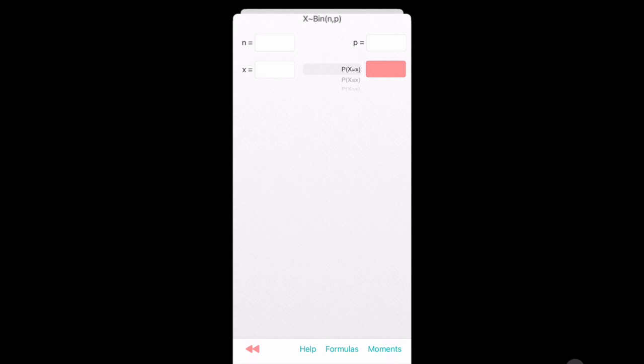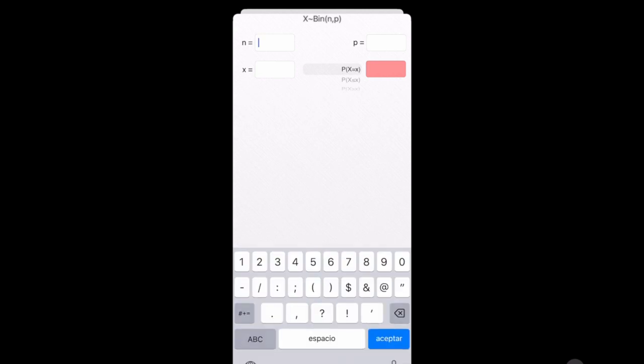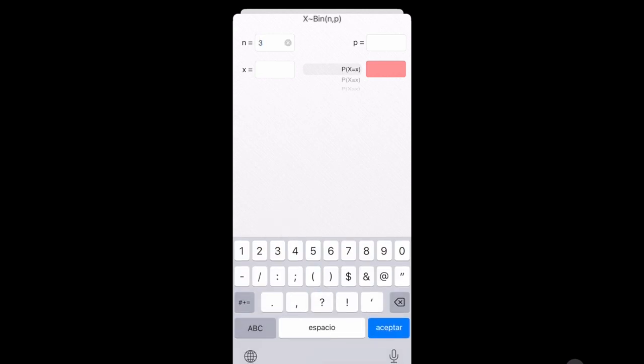Sometimes the symbol for the parameters used here in the application might be different from the one we have in the book or in the notes, but no problem. Just be sure that you identify which is which. In this case, notice how we have the same symbols, n and p. In my case, n is equal to 3, p is equal to 0.5. And let's verify, for example, the case x equal to 0.